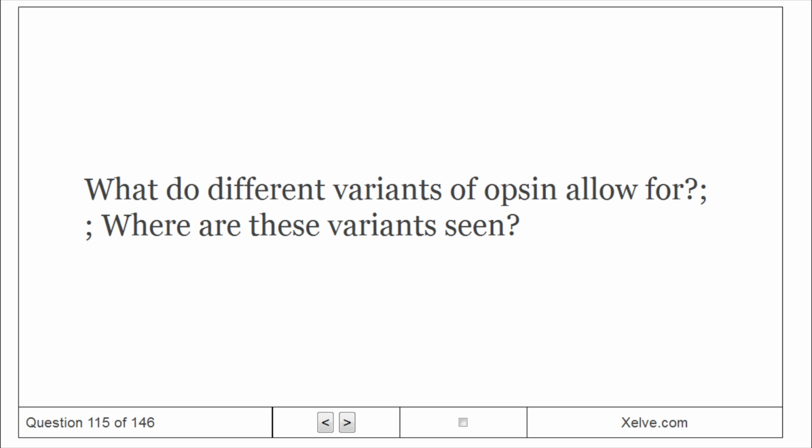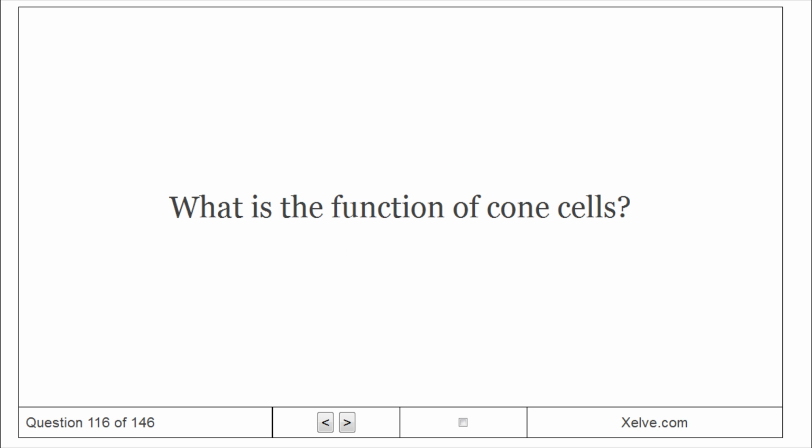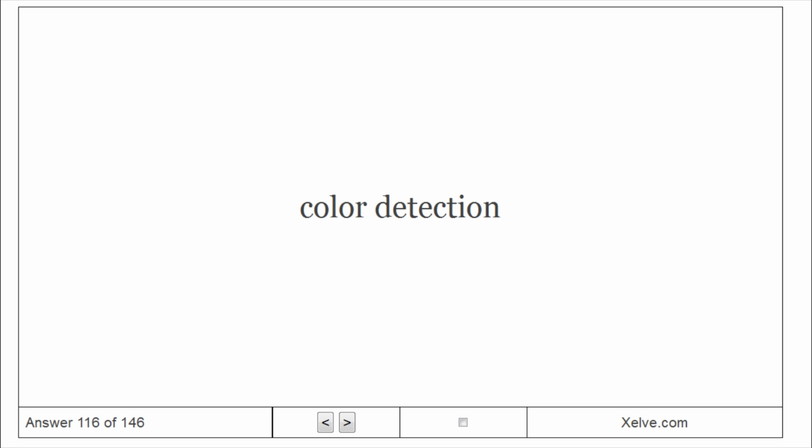What do different variants of opsin allow for? Where are these variants seen? Detection of light further in the red, green, and blue regions of the visible spectrum. They are seen in 10^6 red, green, and blue cone cells in the retina. What is the function of cone cells? Color detection.